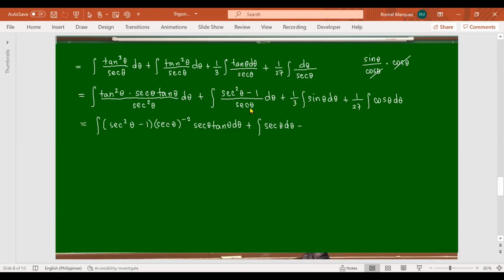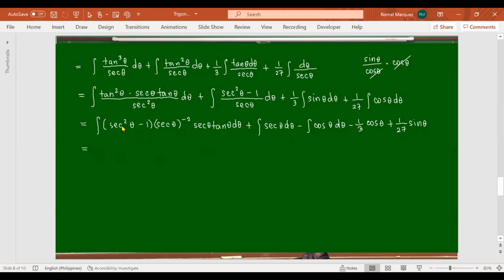1 over cos, 1 over secant is cosine, no? So cosine theta d theta plus, what's the integral? Negative 1/3, no? Negative 1/3 cosine theta. Again, integral of sine is negative times 1/3. So negative 1/3 cosine theta plus 1 over 27 sine theta. We're going to have plus C later because there are still integrals.